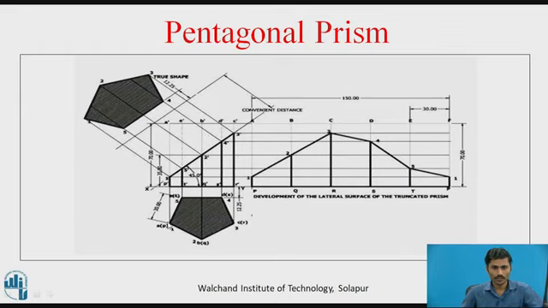It has a 30 mm base edge, and the height of this prism is equal to 70 mm, and this is 35 mm. At this 35 mm, the cutting plane is passing through the axis. Since it is resting on HP, we get the pentagonal surface in the top view with its true shape. Since it has two pentagonal surfaces, we name the bottom pentagonal surface PQRST and the top pentagonal surface ABCDE.